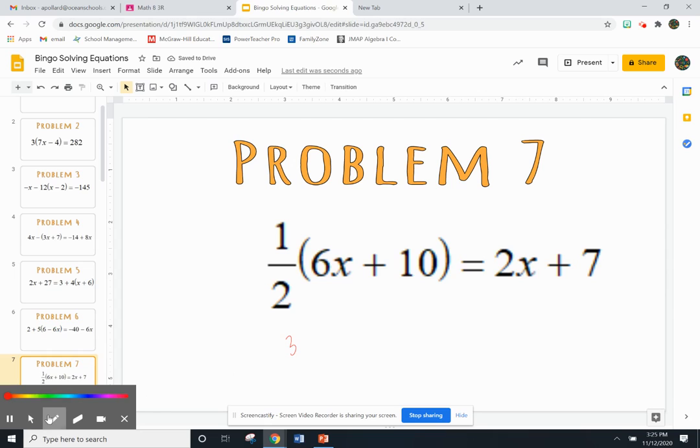For this problem, we have a 1/2. So this is where I showed you before. You have to distribute the 1/2 in. So when I distribute that in, I get 3x plus 5 equals 2x plus 7. So subtract the 2x. I get x plus 5 equals 7. Subtract 5 over, I get x equals negative 2.